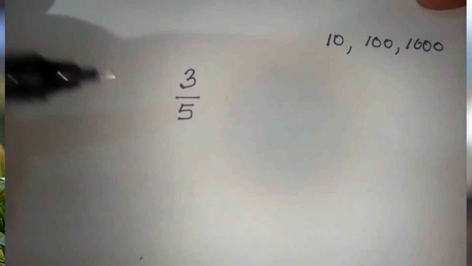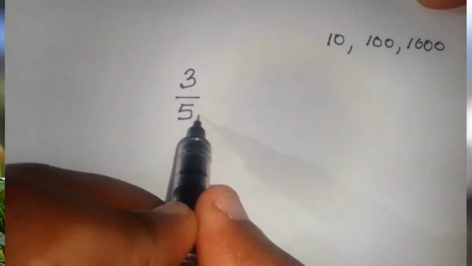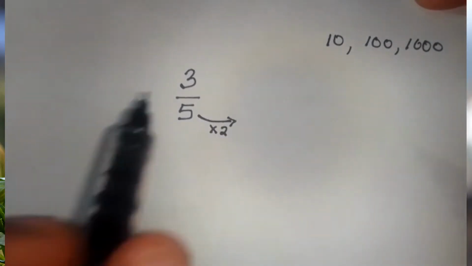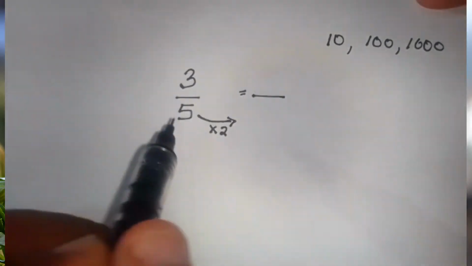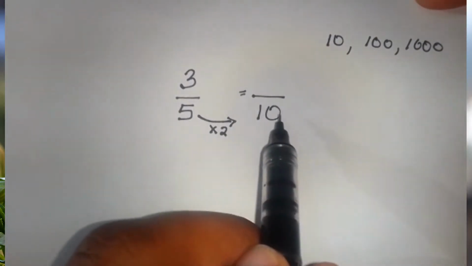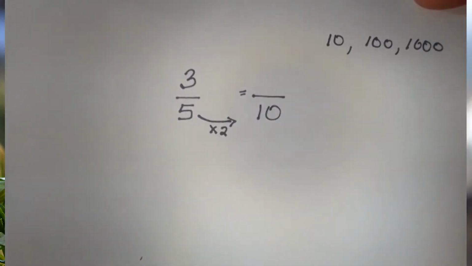5 is easier to go into 10. So 5 can go into 10 two times. To create an equivalent fraction, I will multiply 5 by 2, and that will give me my new denominator, which is 10. So here I have the denominator being a power of 10.